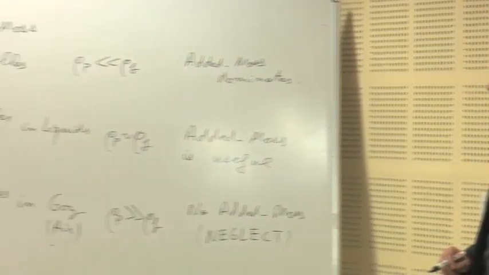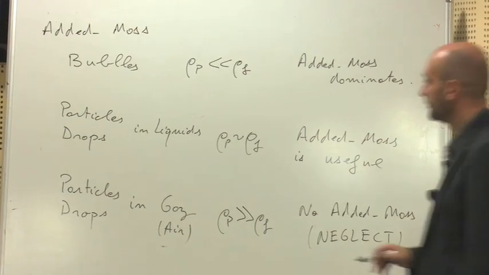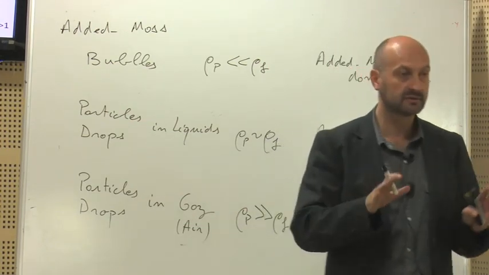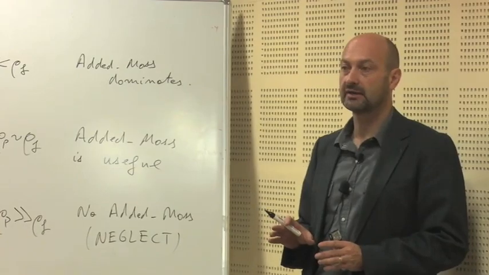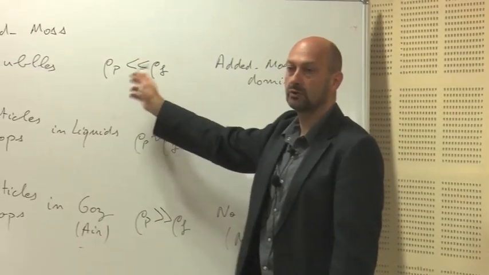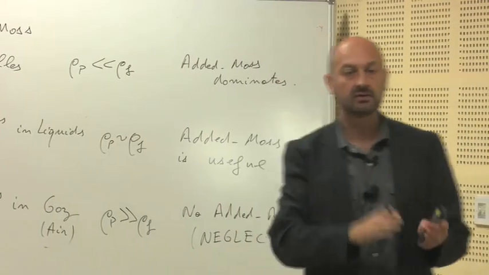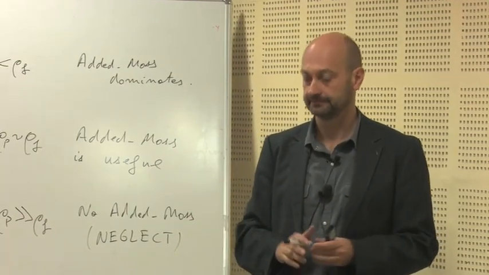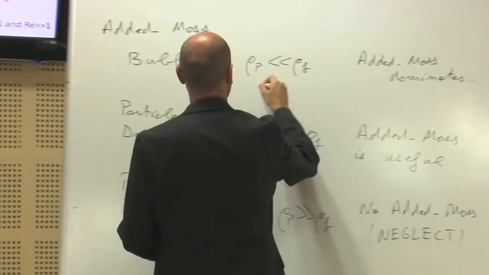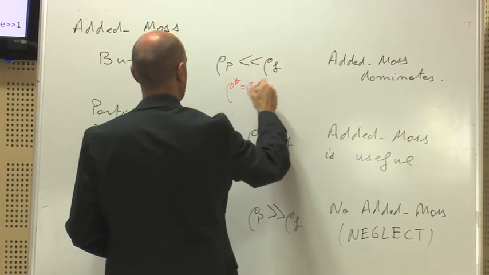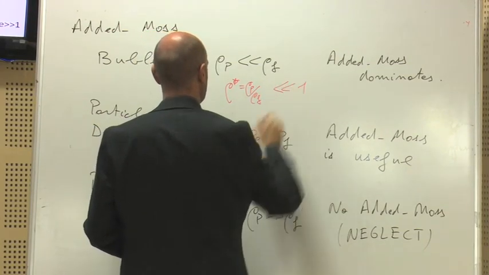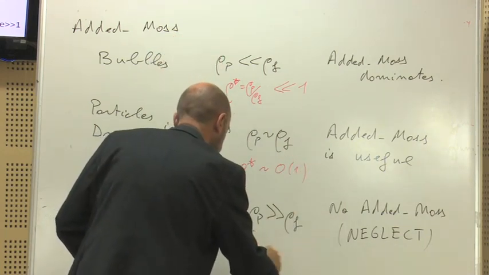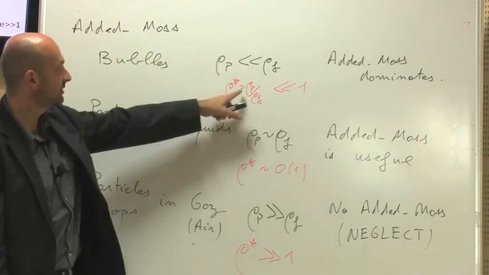Okay, so probably in your applications, you have to deal with bubbles, particles, drops in liquid or gas. So depending on which density ratio you get, because you see that everything is controlled by the density ratio, rho p over rho f. If it's very small, if it's of order one, or if it's very large, you have to account or not of the added mass effect.